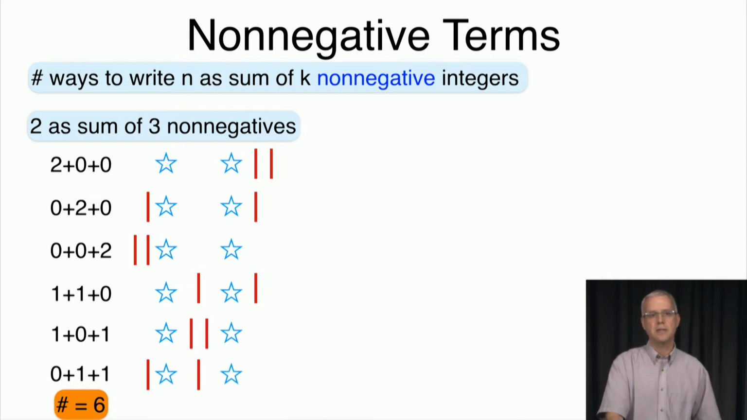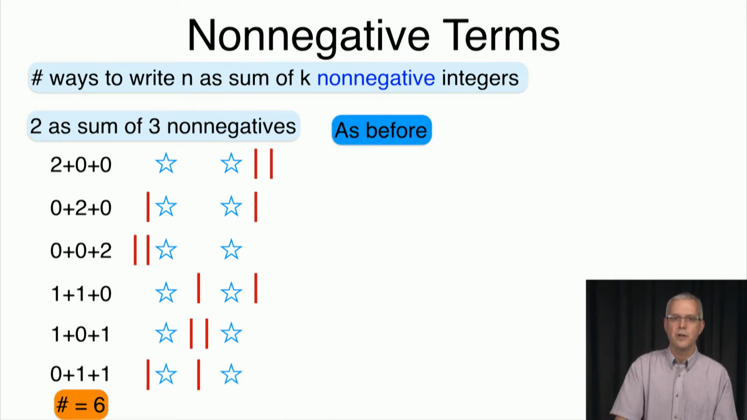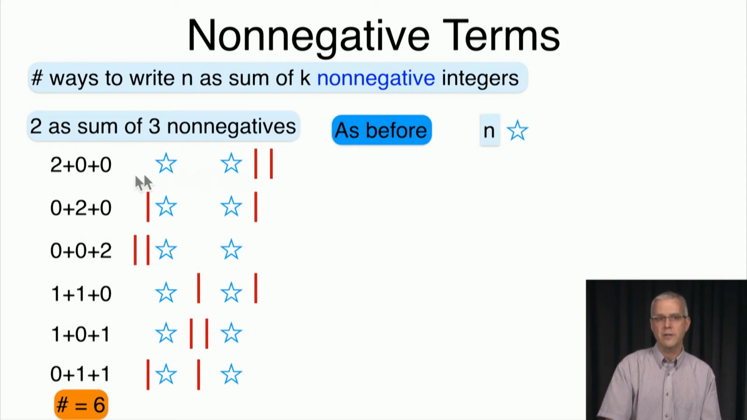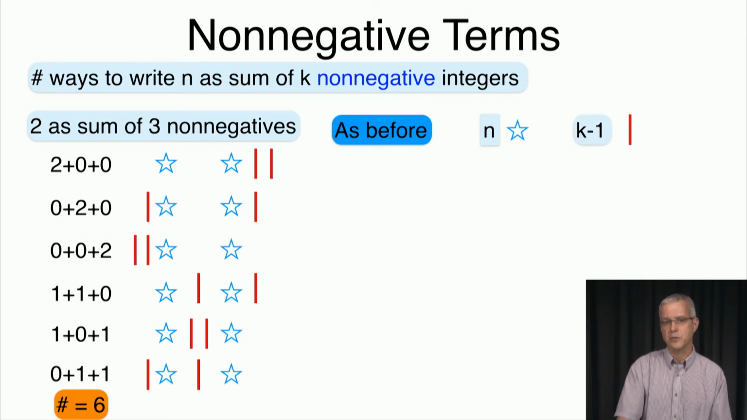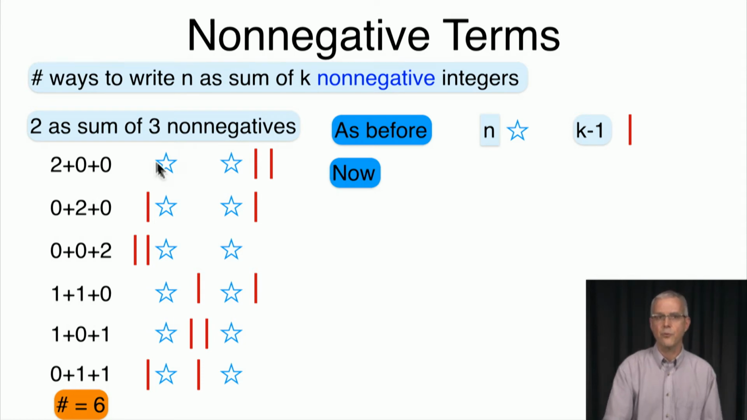So what we see is that it's very similar to what we had before. Just like before, the number of stars we have is the total number that we're trying to add to, which is n. And the number of bars we have is the number of pluses, which is not the number of terms minus 1, it's k minus 1. So I have k minus 1 bars. But unlike before where we put a single bar in each gap, here we can put multiple bars in a gap like this.